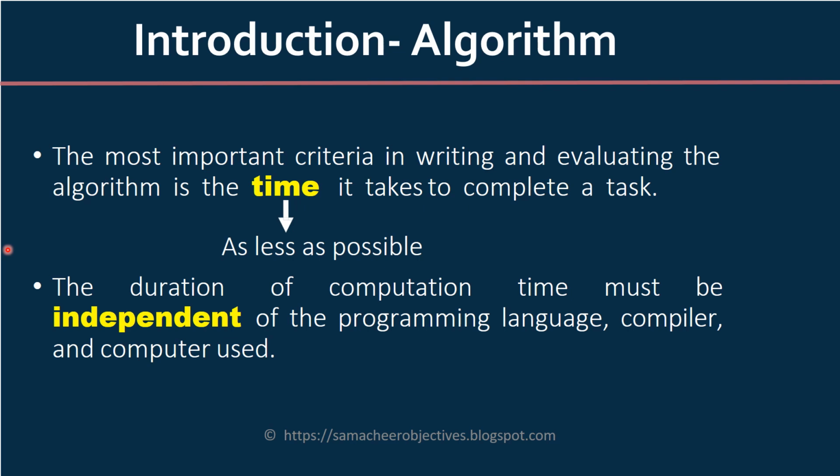to write a program. So while selecting the algorithm, some criteria are needed. The most important criterion in selecting the algorithm is the time. The most important criterion in writing and evaluating the algorithm is the time it takes to complete a task. That is, the time should be as little as possible. And also, the duration of computation time must be independent of the programming language, compiler, and the computer used.